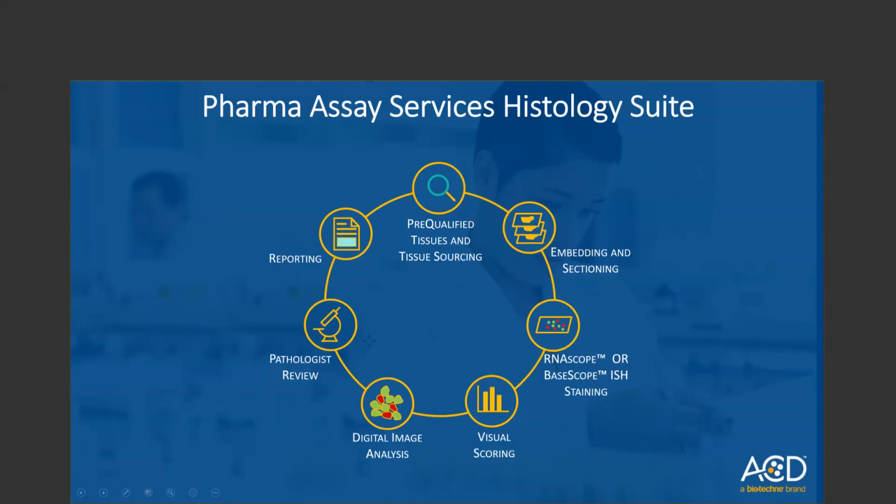So again, I would like to reiterate that if you are not able to get into the lab to move your RNAscope related projects or BaseScope related projects forward, we have the academic and pharma assay services team here on site, which is functional, and they can do these assays for you while you cannot get into the lab because of the COVID-19 situation.